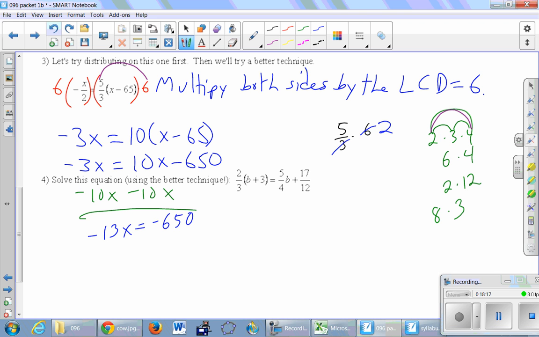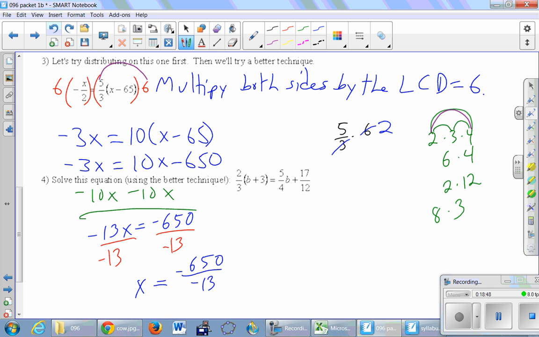And then do what to both sides? Divide by 13. Anything else we might do? Yeah, how about we divide by negative 13? That'll get rid of the whole thing in one fell swoop. Okay, so we'll get our answer here, negative 650 over negative 13. It's possible it goes in evenly. It's not likely that it goes in evenly.